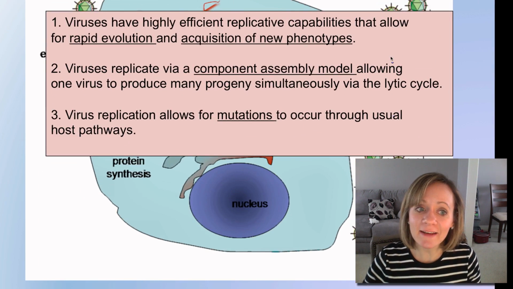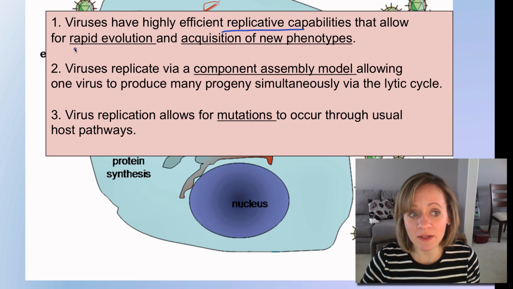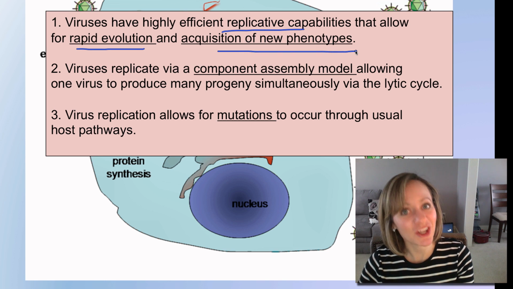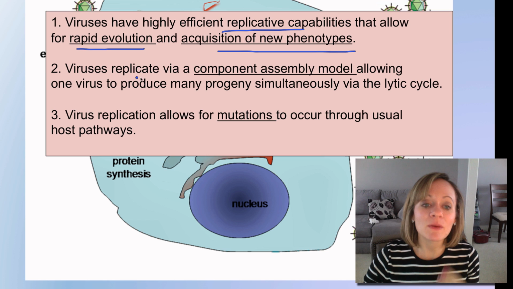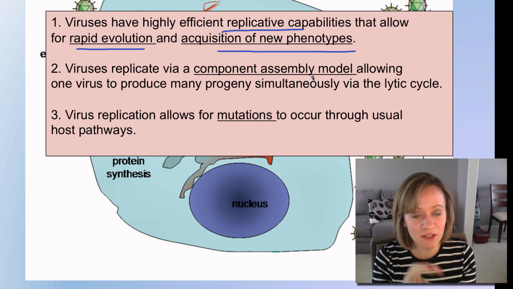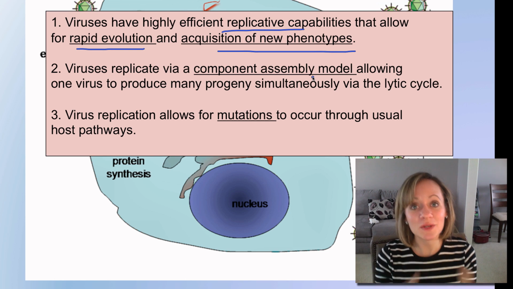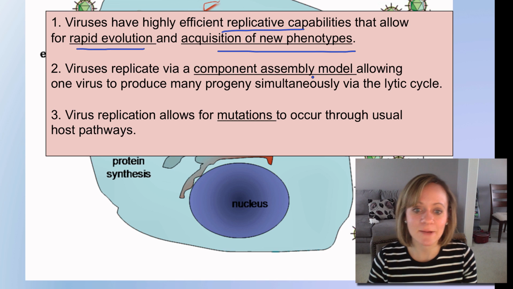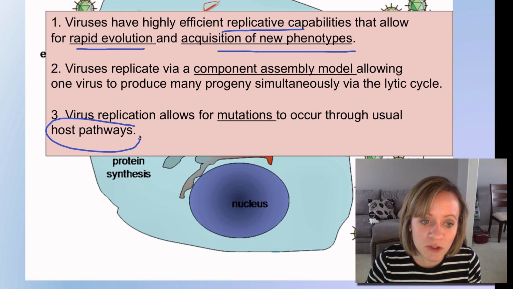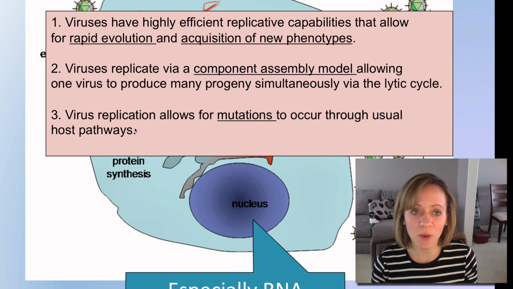Now, some important things about viruses. They're highly efficient at replicating, which is very good for them because they can rapidly evolve and change their genotype, which, remember, changes their phenotype. They replicate via a component assembly model. So what happens is they have these very simple components. They use the host cell machinery to assemble all of it, and then it gets released. And replication allows for mutations because it uses the host pathways. And remember, the host pathway can also undergo mutations as well.